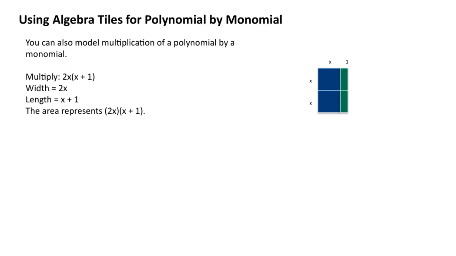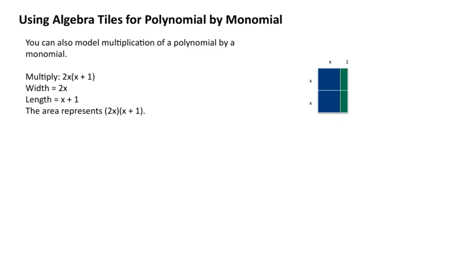Now let's look at how we can model the multiplication of a polynomial by a monomial. In this example, we're multiplying 2x by the binomial x plus 1. Think of it like this. The width of our rectangle is 2x, and the length is x plus 1. When we find the area, it represents the product of these two expressions, which is 2x times (x plus 1).